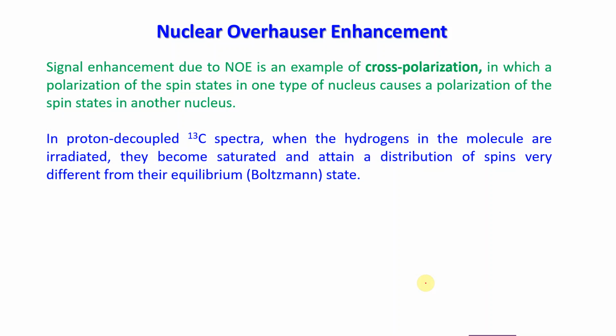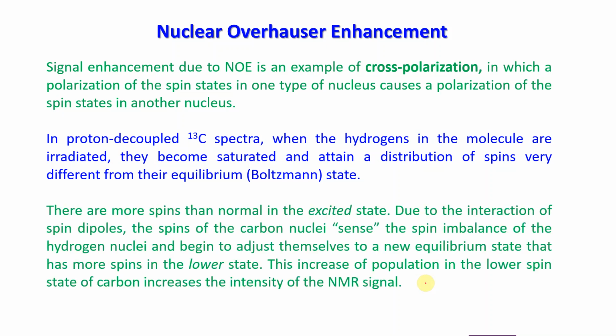So in proton decoupled 13C spectra, when the hydrogens in the molecule are irradiated, they become saturated, as I told, and attain a distribution of spins very different from the equilibrium or Boltzmann state. That means before irradiation, whatever the distribution was between the ground state and the excited state, after irradiation the distribution of the population will be different, okay, and there are more spins than normal in the excited state, okay. In a normal situation, the number of nuclei at the higher energy level is different than when you are irradiating, okay.